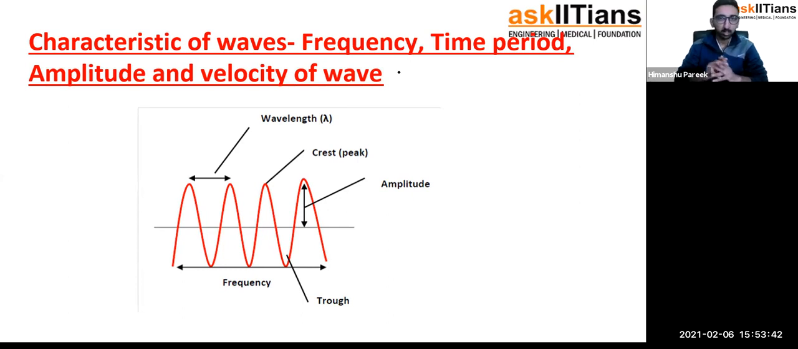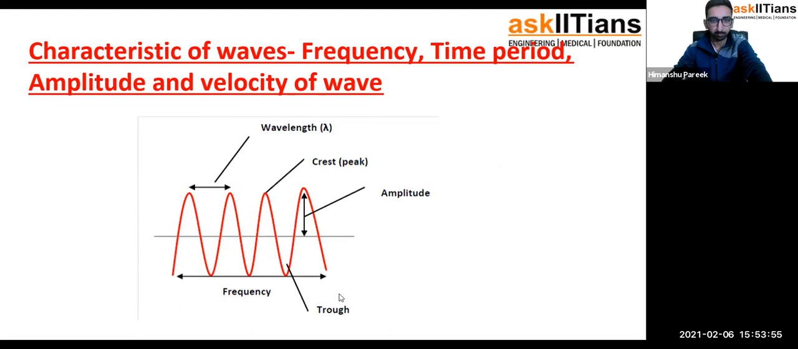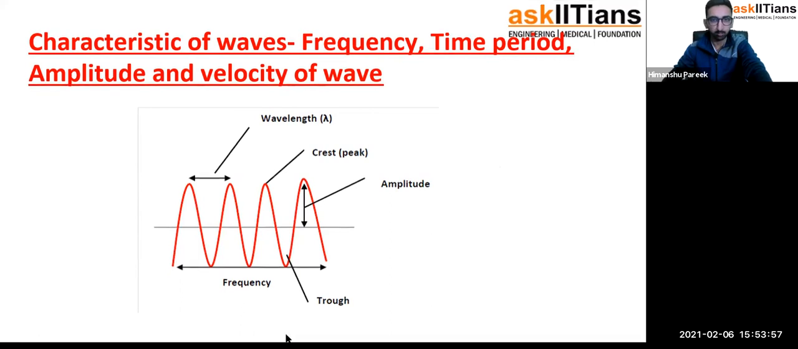Now, what are these terms which you can see on the board? To understand them, let us first have a look at one animation. I'm going to show you one animation now. Just give me a second. I'll share the screen with you.